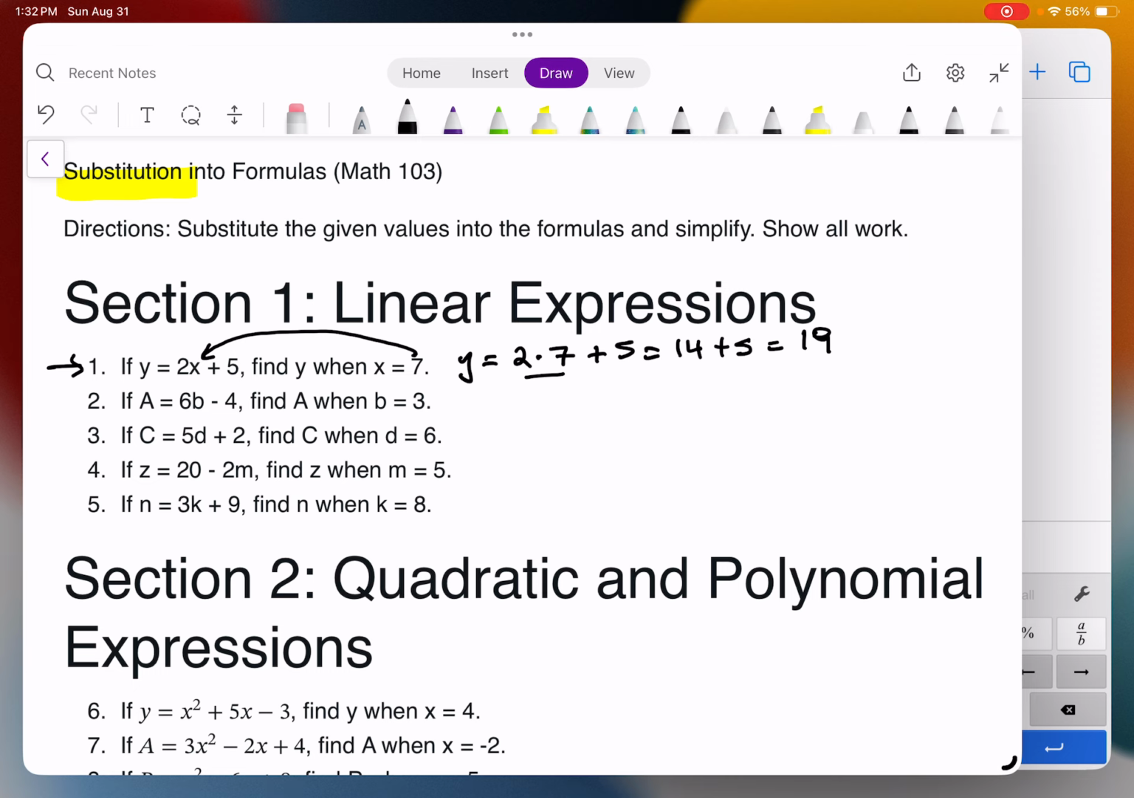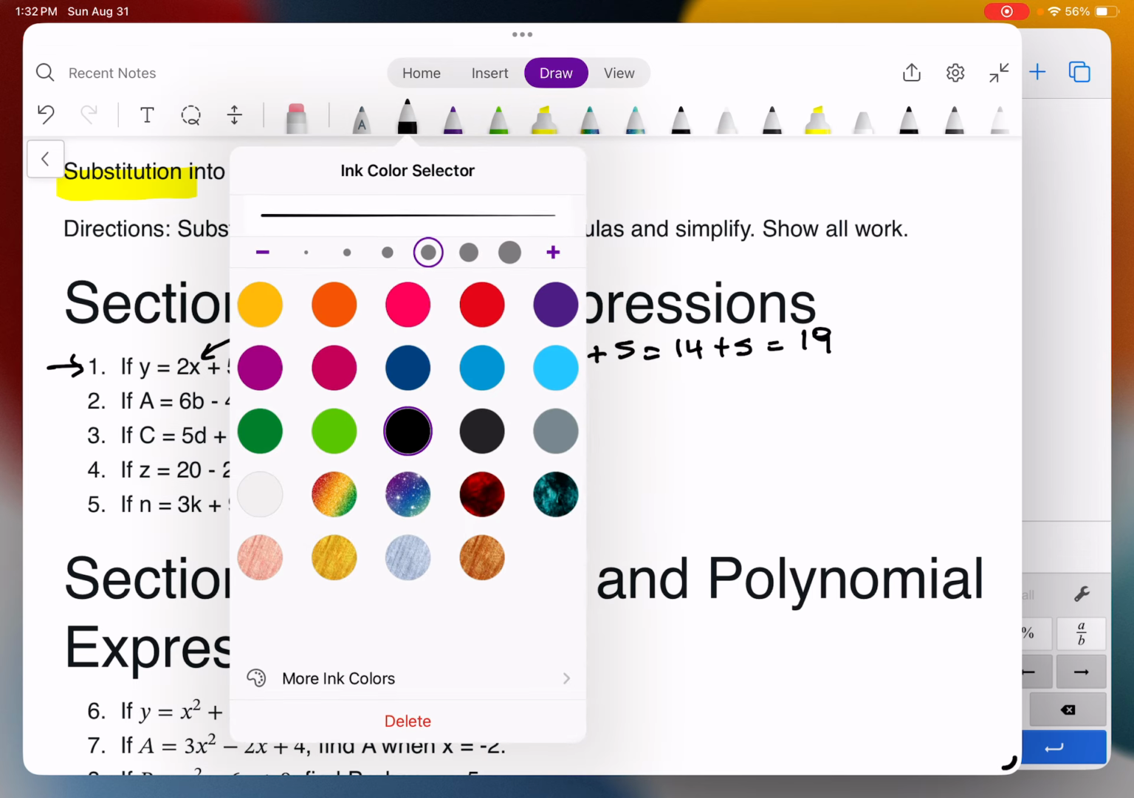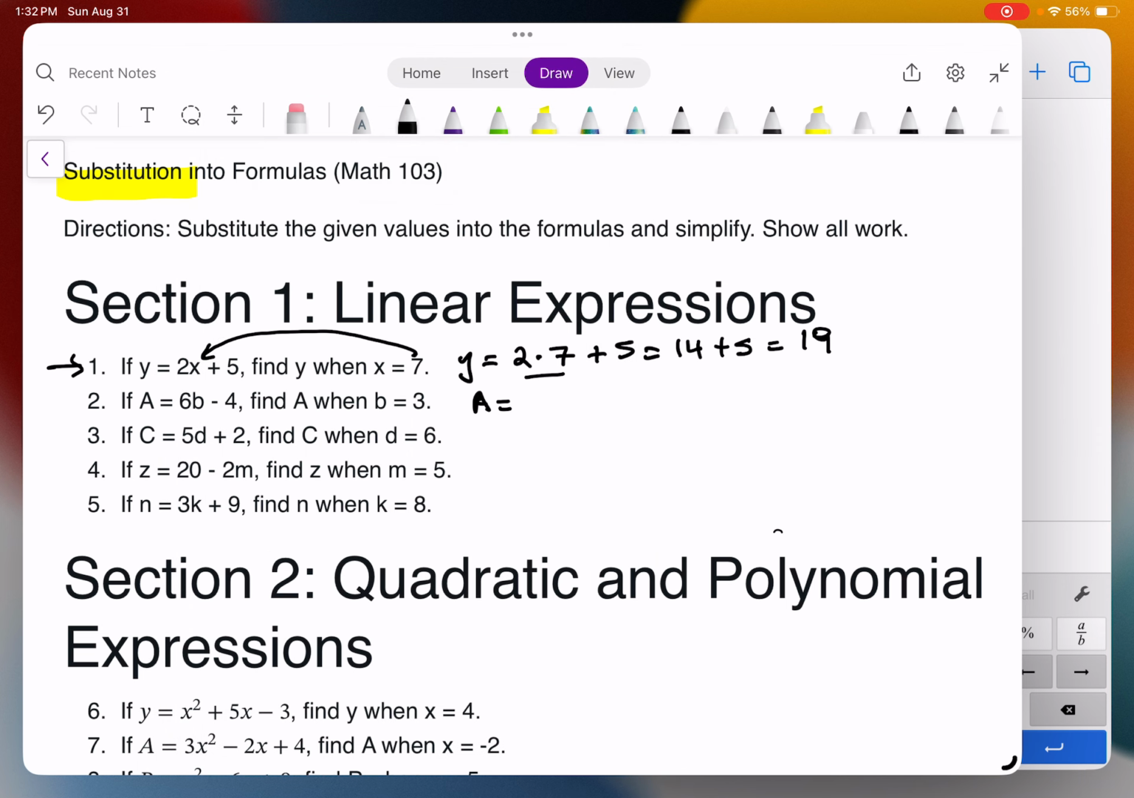On number 2, we have a equals 6b minus 4. I will say a equals 6 times b, which is 3, minus 4. 6 times 3 is 18, minus 4, we get 14.